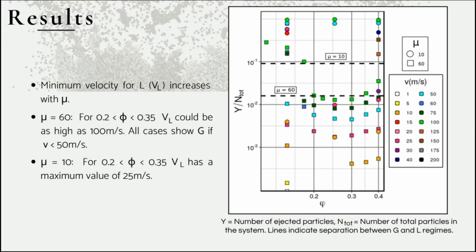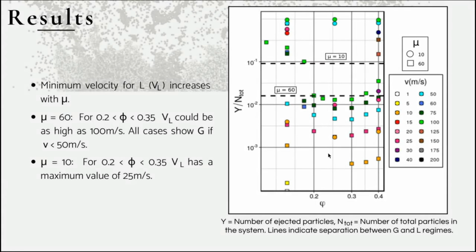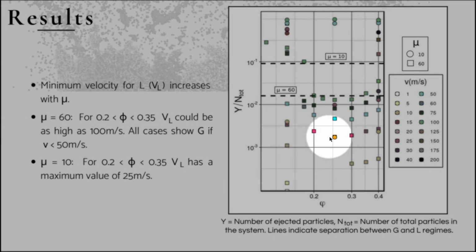Then, if the mass ratio has a value of 10, the situation changes, and this velocity VL has a maximum possible value of 25 meters per second, these pink circles. And for all filling factors studied, we observed growth only if V is less than 10 meters per second, these orange circles.